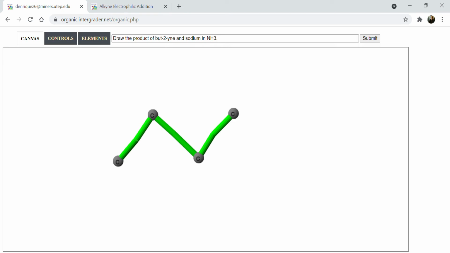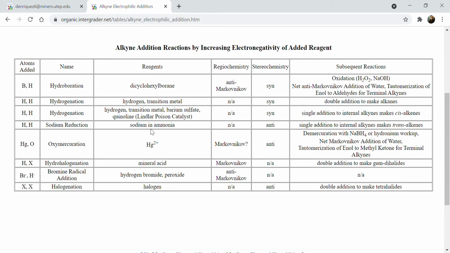Okay, butene and then sodium and NH3. I'm actually just going to leave it like this and jump to my chart. So I have my sodium and ammonia, and I see that a single addition to internal alkynes makes trans alkenes. So what I'm going to do is make a double bond. Originally it would have a triple bond, so you would remove one of those bonds and just add the hydrogens to make it trans.